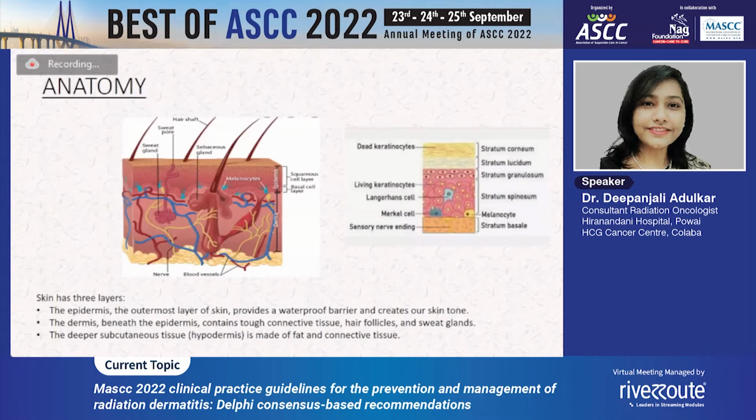Radiation dermatitis is defined as a cutaneous inflammatory response to biologically effective levels of ionizing radiation. It is seen in generally 95% of the patients who receive radiation. Radiation is one of the most common forms of therapy which any cancer patient has to undergo in most of these cases.